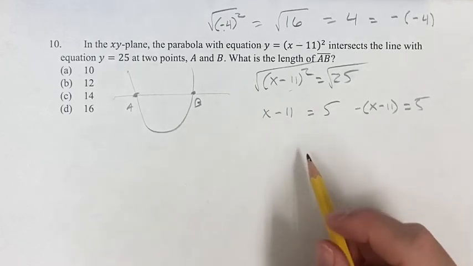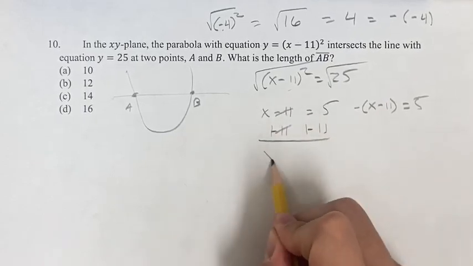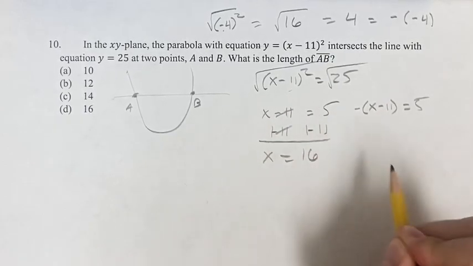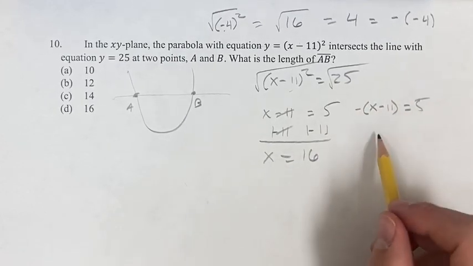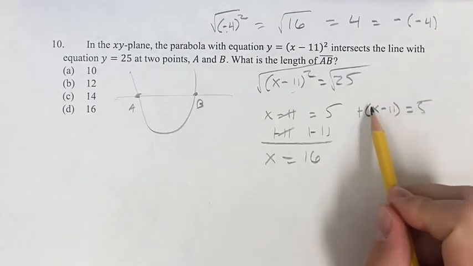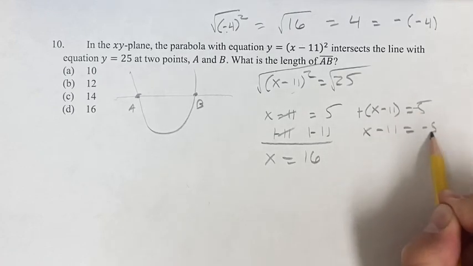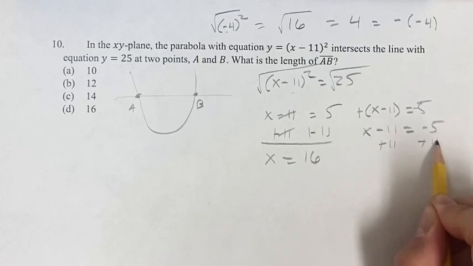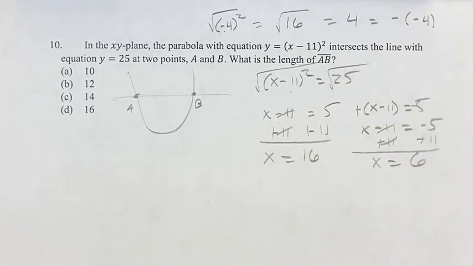But anyways, we now have two equations where we can solve for x, and that's going to give us A and B. So for this one, we add 11 to both sides, we get x is equal to 11 plus 5, which is 16. And then over here, if we just multiply both sides by negative 1, this becomes positive x minus 11, and this becomes negative 5. So if x minus 11 equals negative 5, adding 11 to both sides, x is equal to negative 5 plus 11, which is the same as 11 minus 5, which is equal to 6.